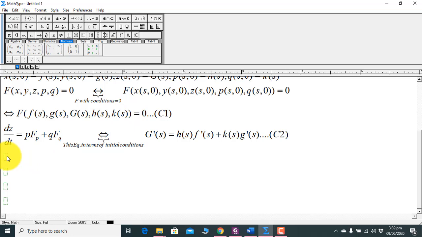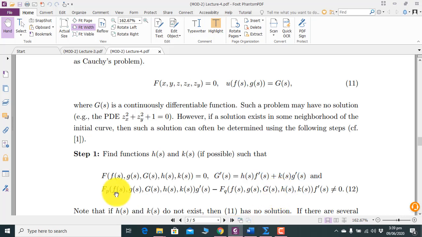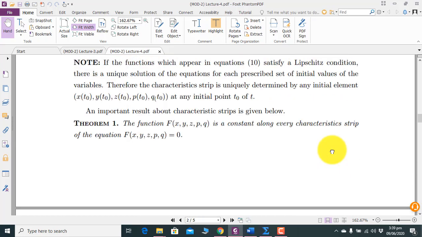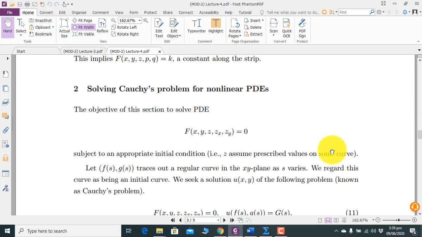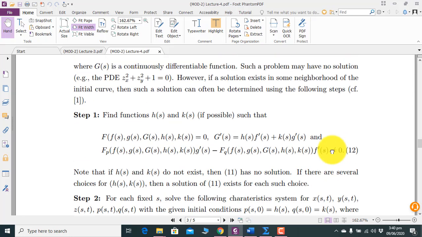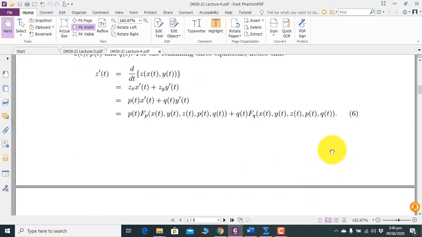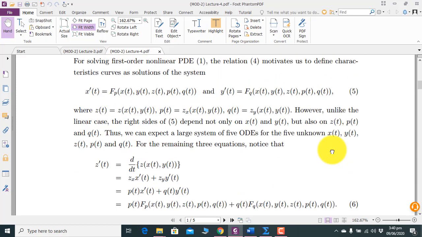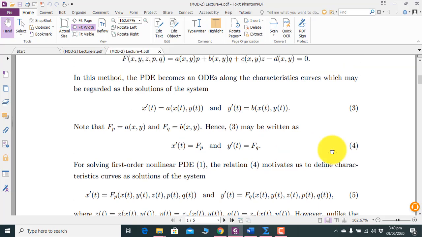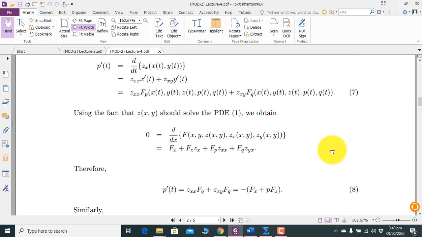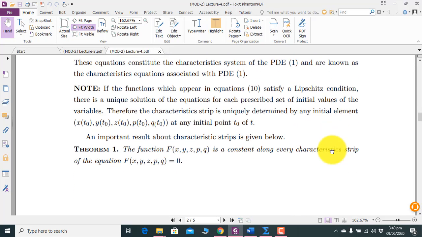Very nice. What is the third condition? The third condition, remember, is very important. It says that this must not be equal to 0. This is actually the Jacobian. If you remember about the transformation, one thing was initially given: that the Jacobian of the transformation must not be equal to 0. I think I told you about the Jacobian there.